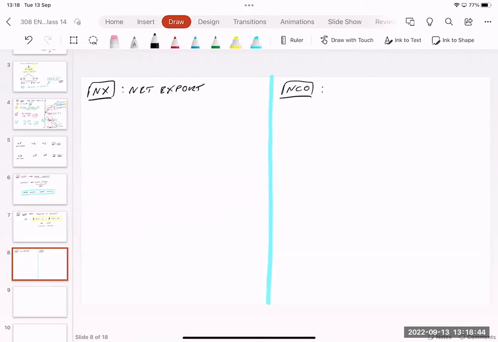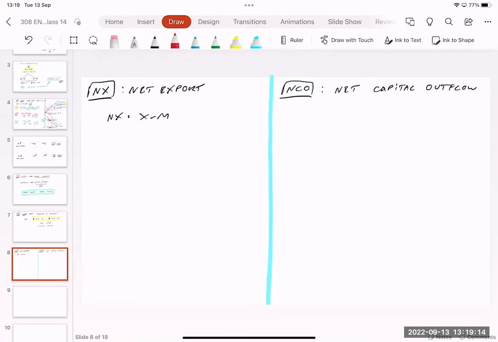Okay, NCO equal to net capital outflow. Starting with NX equal to export minus import. I told you before that the nominal exchange rate directly affects NX. But in the case of the BP curve, I'm going to give you more detail.